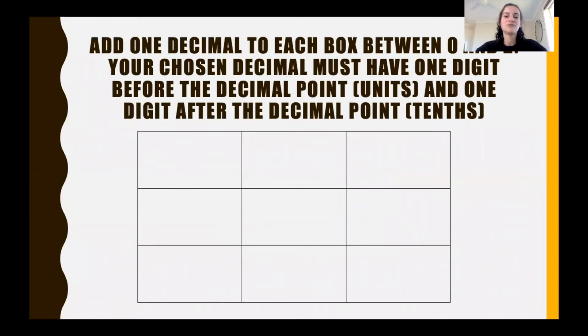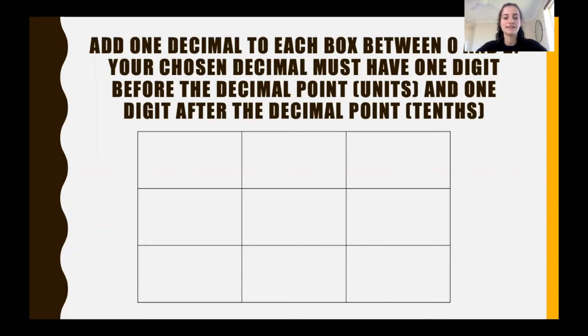In each box of your grid, I want you to put a decimal between 0 and 2. Your decimal that you choose must have one digit before the decimal point. This is in the units column, and one digit after the decimal point. This is in your tenths column.